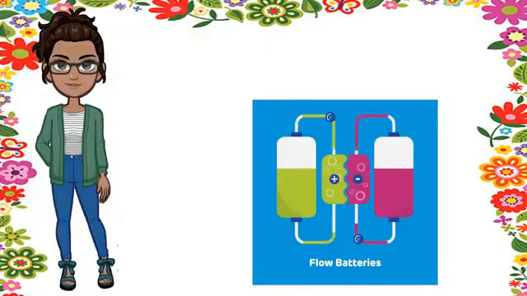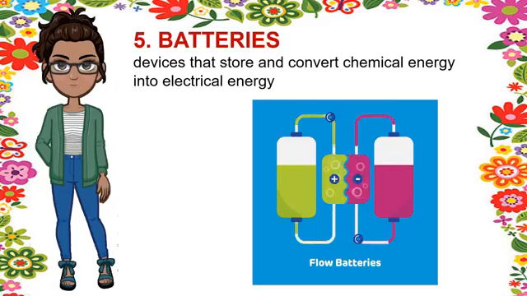The fifth source is batteries. It is a chemical source of energy that produces direct current, or DC, and some are rechargeable while some are not. Batteries are devices that store and convert chemical energy into electrical energy. The energy produced results from a chemical reaction. However, they do not have carbon dioxide emissions.